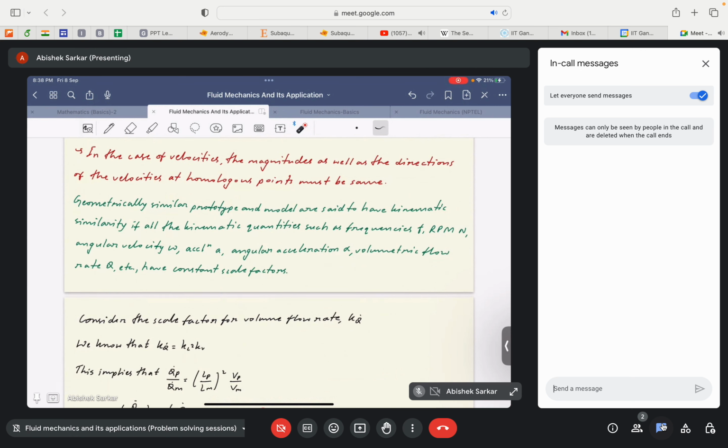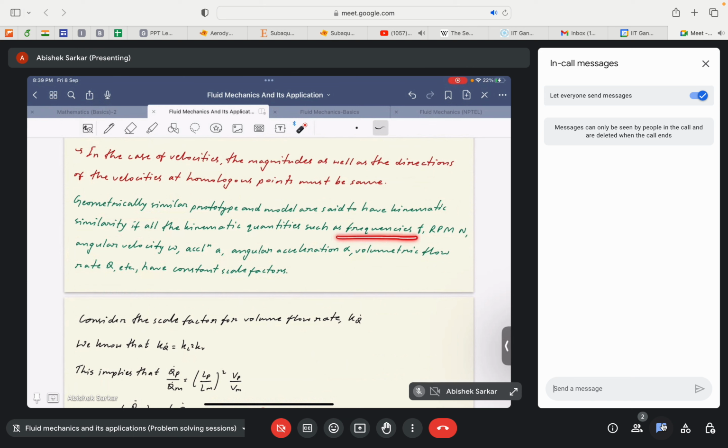So it basically means that a geometrically similar prototype and a model are said to have kinematic similarity if all the kinematic quantities such as frequencies, RPM, rotations per minute, angular velocity omega, acceleration a and the angular acceleration alpha, or the volumetric flow rate Q and other kinematic quantities have a constant scale factor. Basically means that they can vary at different scales.